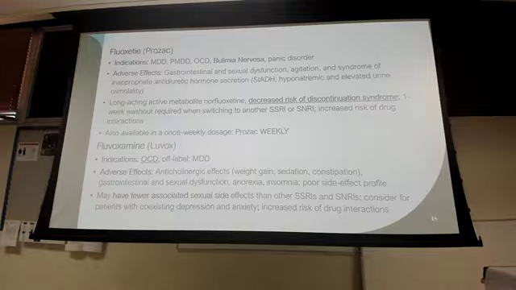Before I go to the next slide, because Prozac is a little bit weird, any questions about the two drugs on this page at all?